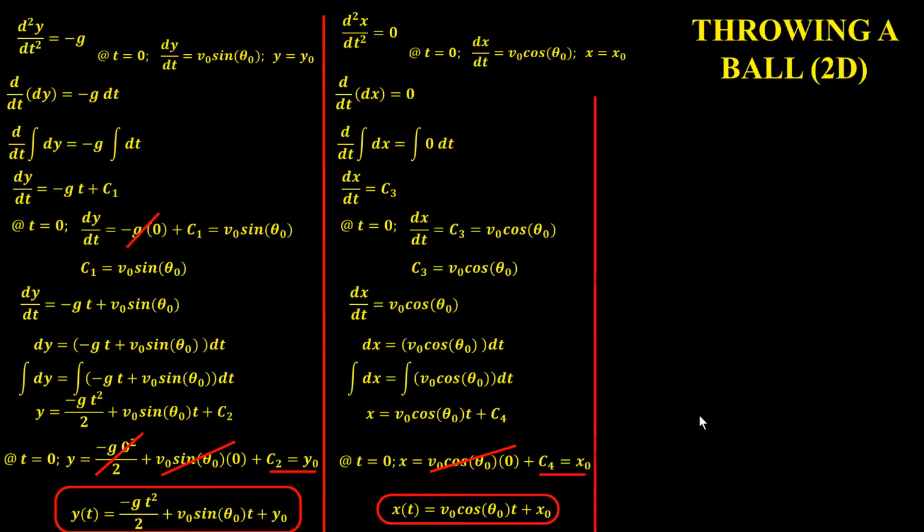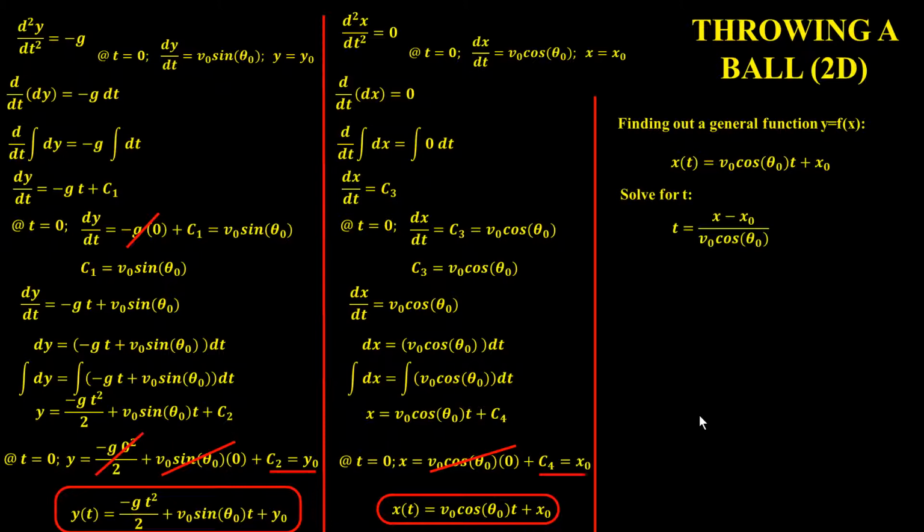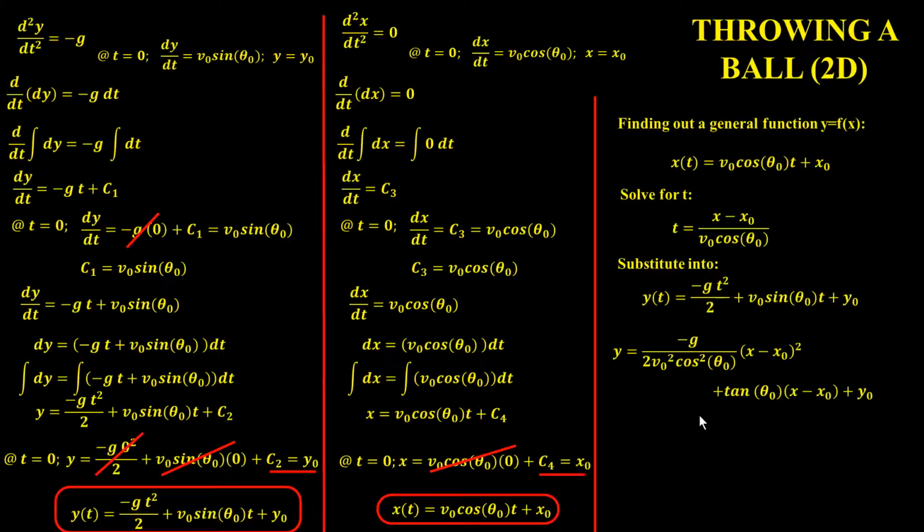So now we're going to find y as a function of x. We take our x equation and we solve for t. So we get t is equal to that, and we substitute that into the y equation. And once that is substituted in, that is our equation, which is a parabola.